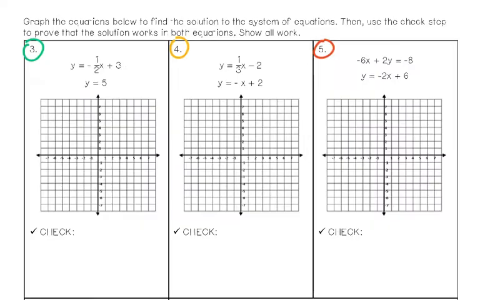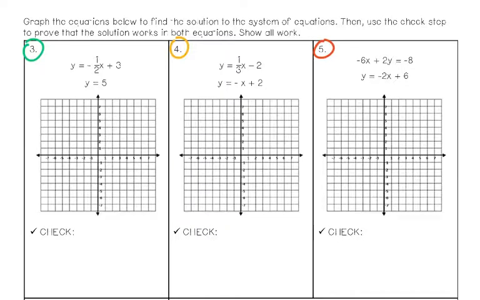I've got 3 examples for you to try here. This is an easy, medium, and hard. It says graph the equations below to find the solution to the system of equations, then use the check step to prove that the solution works in both equations. I want you to make sure you're showing all your work. What you can do now is you can pause the video. You can try as many of these as you feel comfortable with. You should definitely be able to do the green. The yellow is a challenge, and then like I said, red is super hard. So only try that if you feel really strong on your algebra. But then go ahead and press play when you're ready to check, and I'm going to go over 3 and 4 and then quickly 5. So go ahead and pause now if you want to try these by yourself, and then press play when you're ready to check.